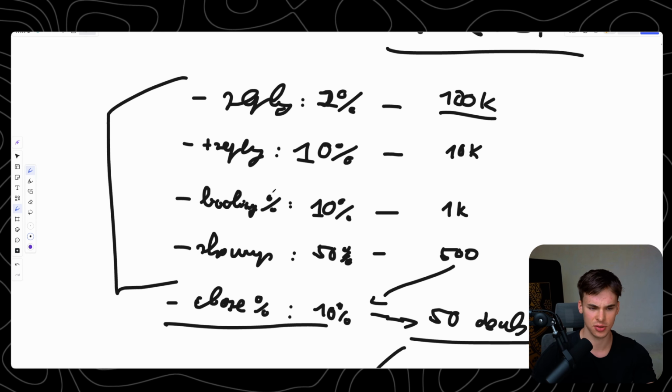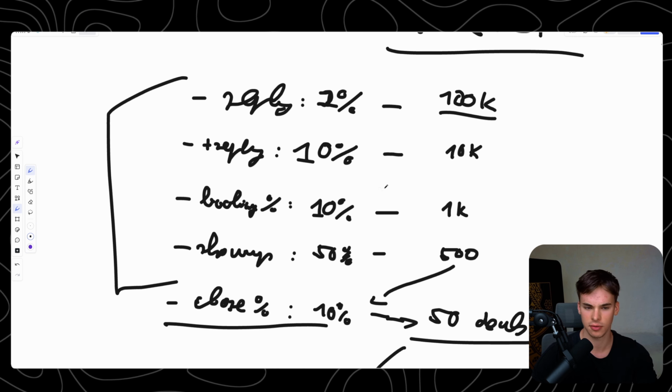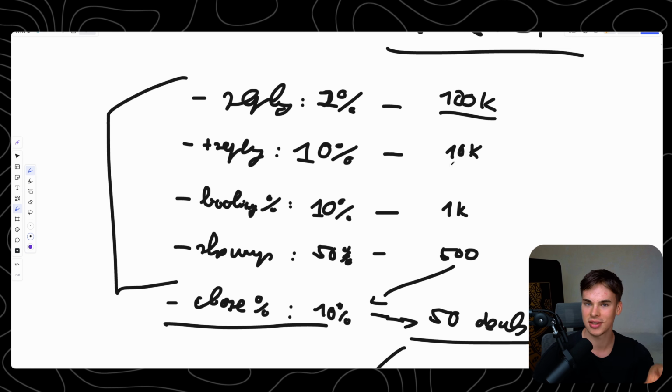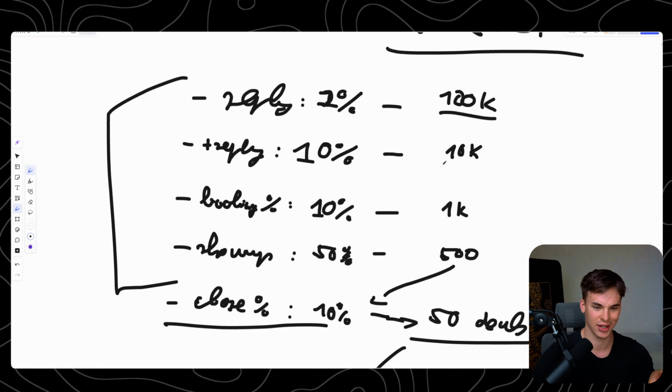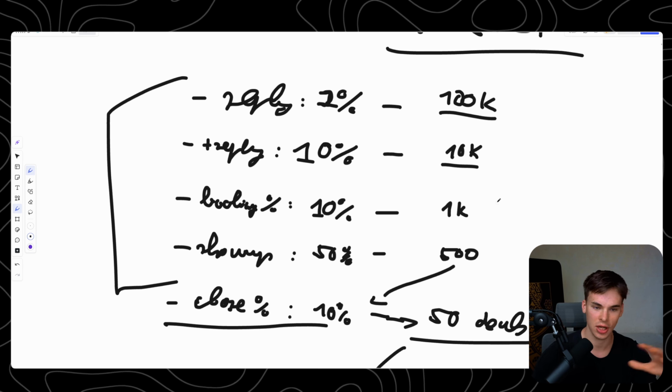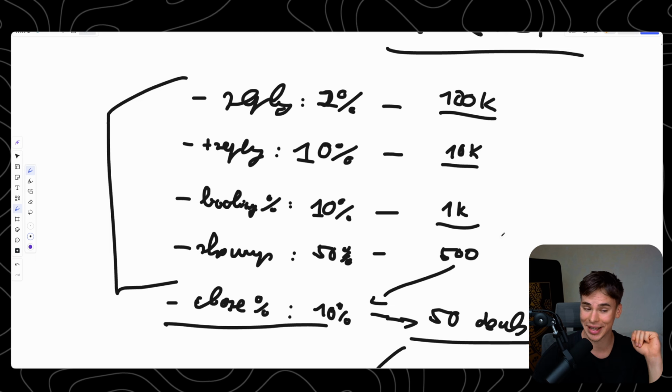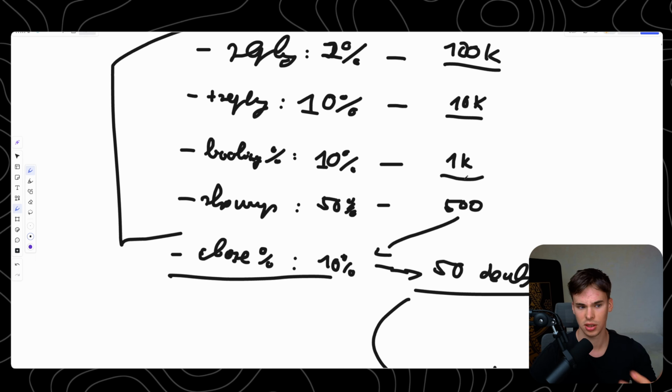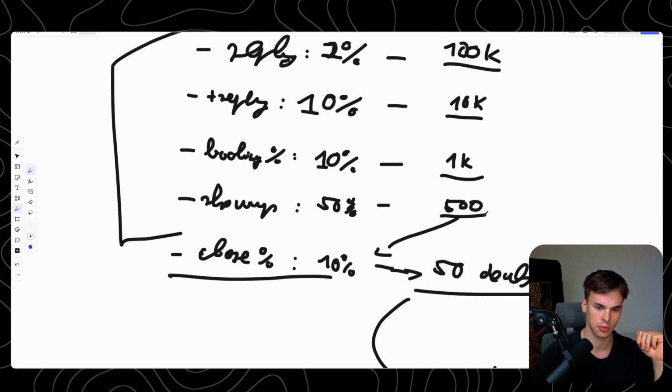Let's say you get 10% positive reply rates, which is still bad, very bad. All of these numbers are bad. That's 10,000 positive replies. Let's say 10% of those actually book into a call. Again, very terrible. It's going to be 1,000 meetings for you. But okay, let's say only half the people show up, which is again terrible.